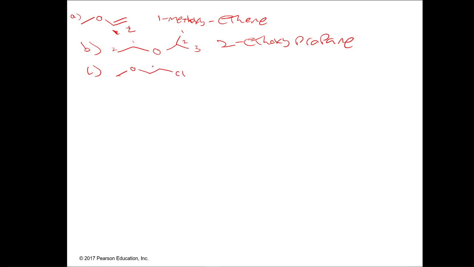Okay, so the longest carbon chain is these two in the middle. Oxygen takes priority over chlorine. Remember, halide has the second lowest priority in the game after hydrogen. So we'll call this 1 and 2. So we're talking about an ethane, and we'll call it 2-chloro-1-methoxy ethane.